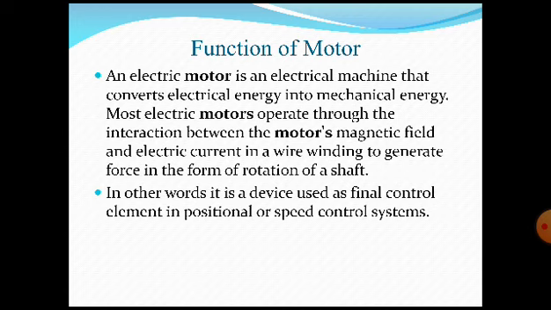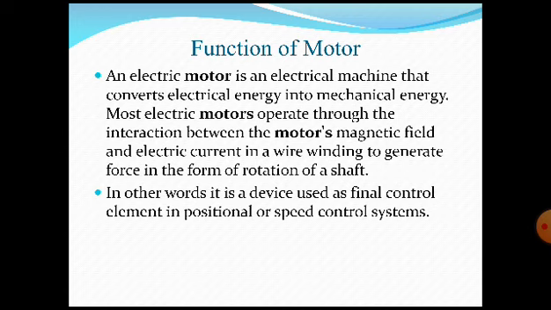So now let us understand, as a basic concept, the function of a motor. We know a very important thing: when the definition of an electric motor is asked, we take the electric current and convert it into mechanical power or mechanical energy. So when a definition of a motor comes, we require a supply of AC or DC and convert that energy into mechanical energy. An electric motor is an electrical machine that converts electrical energy into mechanical energy. Most electric motors operate through the interaction between the motor's magnetic field and the electric current in a wire winding to generate force in the form of rotation of the shaft.